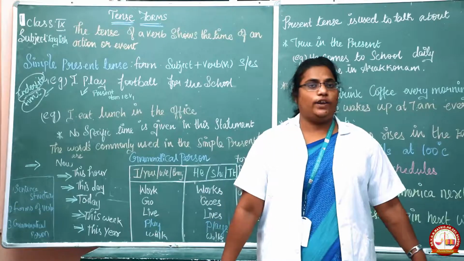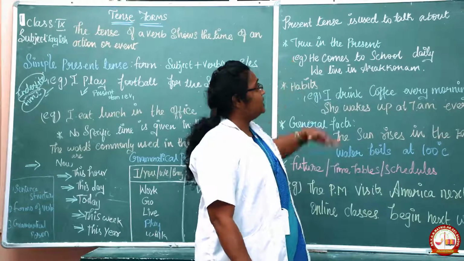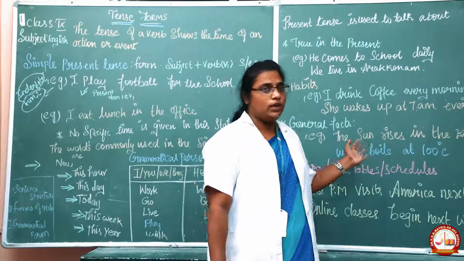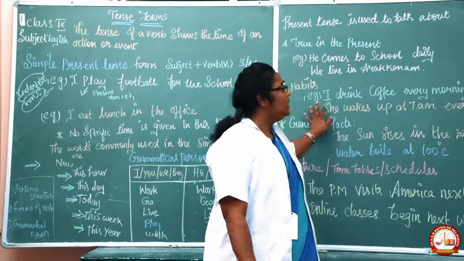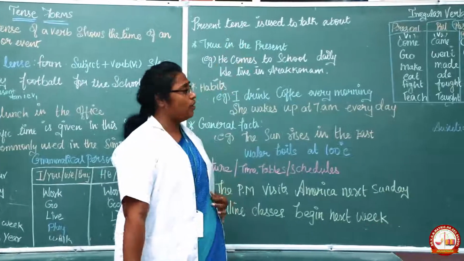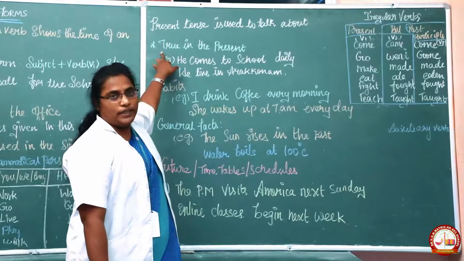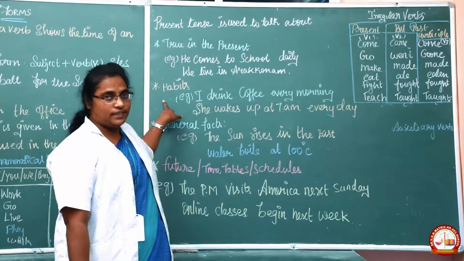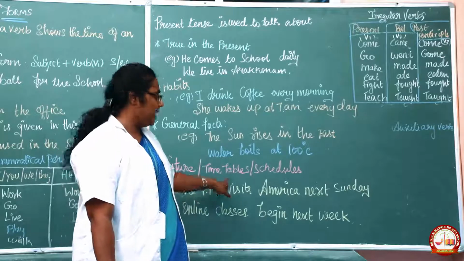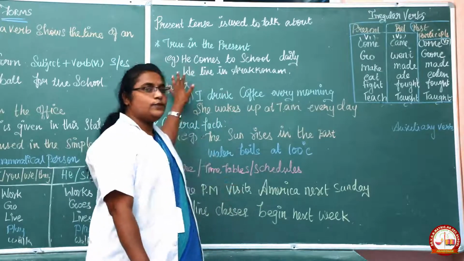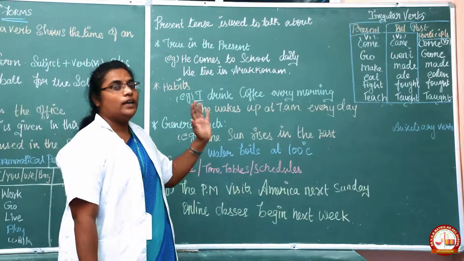And the next one we are going to see is what the present tense is used to talk about. The first one is what is true in the present, next habits, then general facts, future timetable and schedule. So in these four we usually use simple present tense.